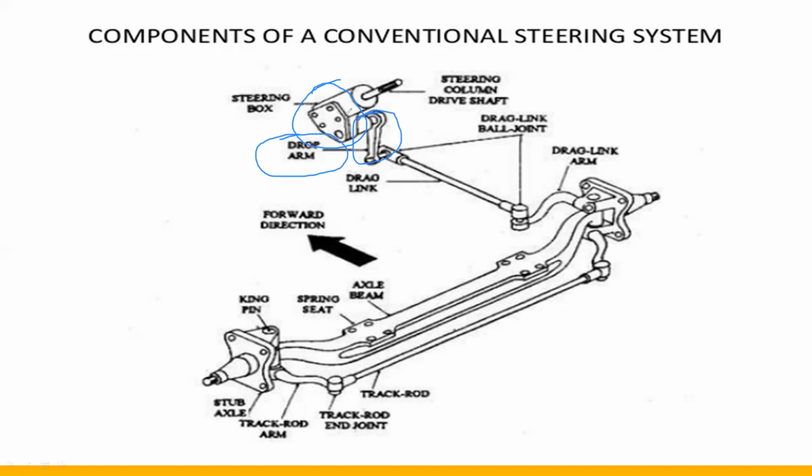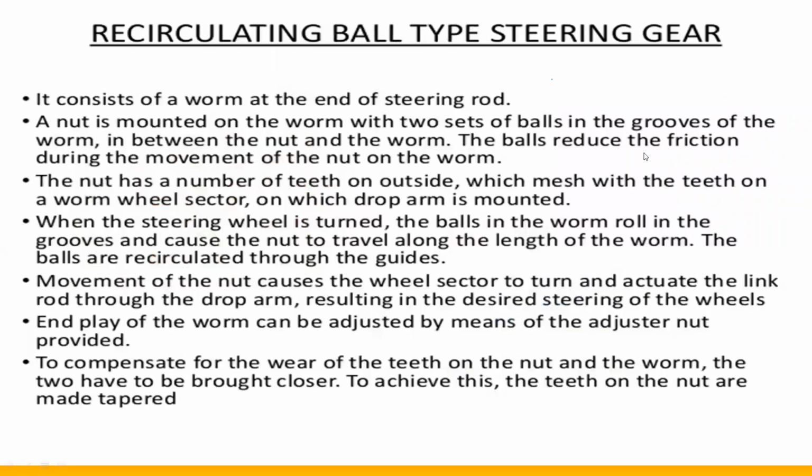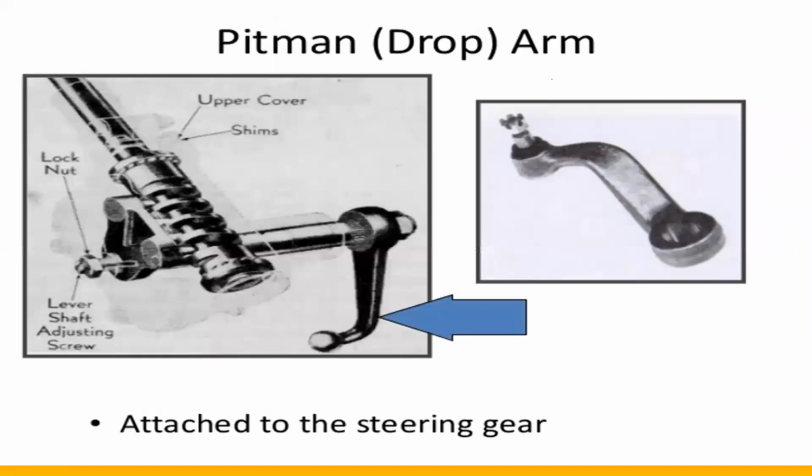Why? Because the rotary motion is converted to the linear or angular motion by using this drop arm. This drop arm is connected to one sector. A sector is placed in the drop arm. That sector is used to convert the angular motion of the wheels. Okay, that is a pitman arm or drop arm.